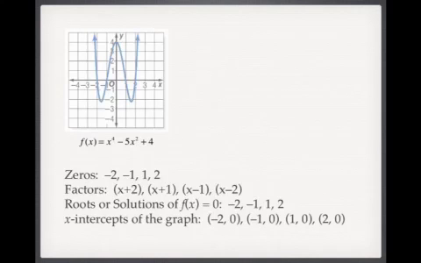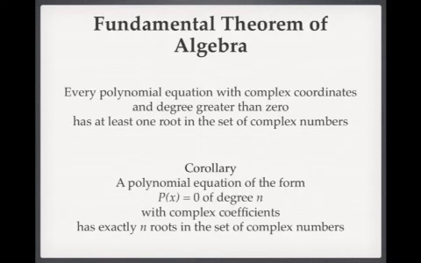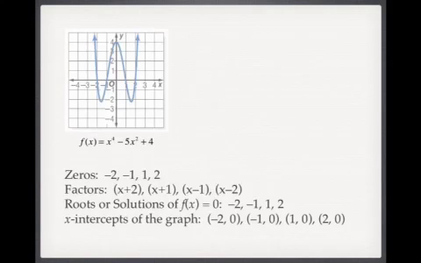So if we're looking at this function, x to the fourth minus 5x squared plus 4, we can see that there are 4 places that it crosses the x-axis. So we have at negative 2, negative 1, 1, and 2. So we can restate the zeros. The zeros are negative 2, negative 1, 1, and 2.